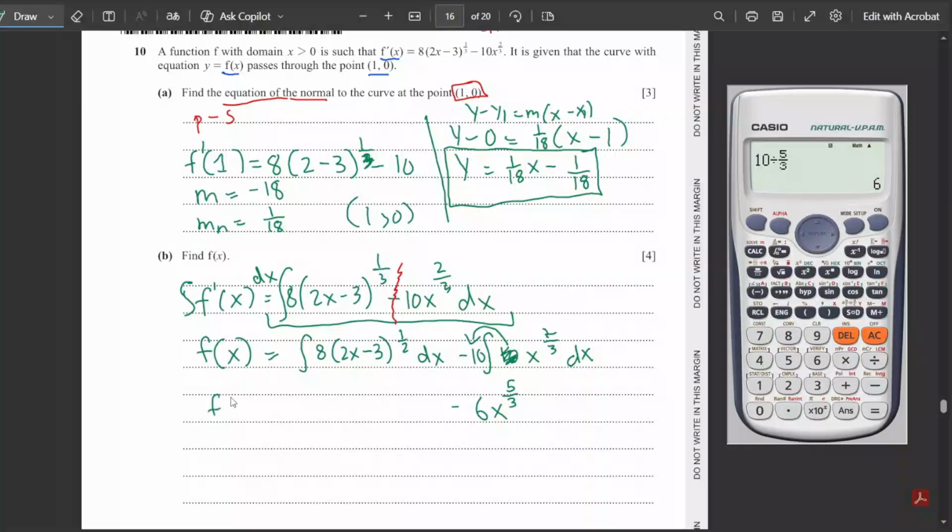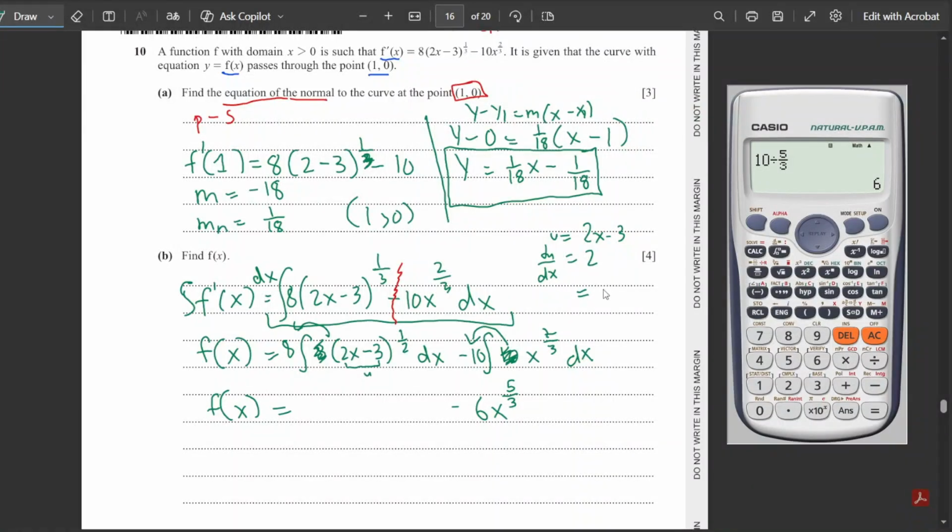Okay, and then I'm also going to have to integrate this first integral. I can pop this 8 outside the integral because it's a constant. Now I can use u substitution over here. So I can call this entire thing u, and so u is going to be 2x minus 3, and du by dx is going to be equal to, because if you differentiate 3 with respect to x, it's going to be 0. If you differentiate 2x with respect to x, it's just going to be 2. Now, let's make dx the subject.